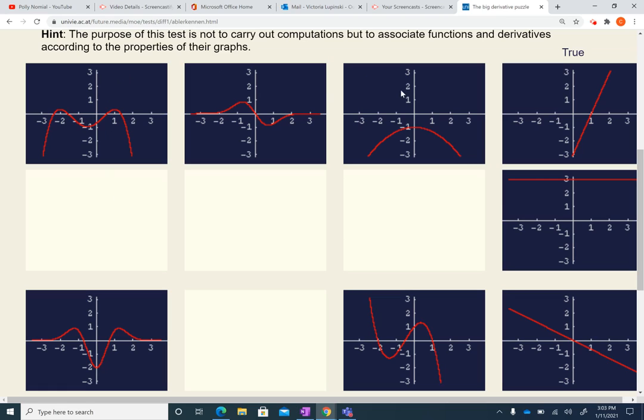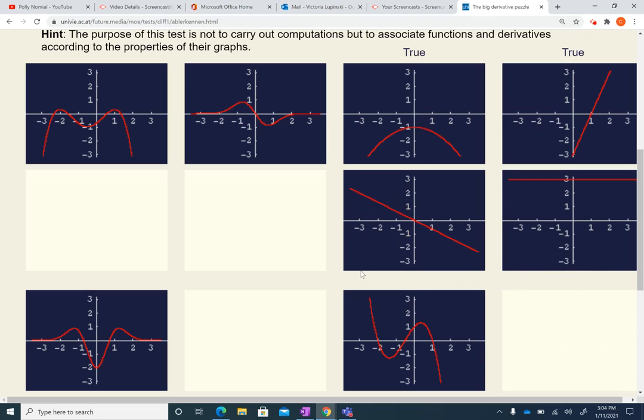Then the next one that jumps out at me, at least in terms of trying to do this matching, is this upside down quadratic. If I was to take the derivative of a negative quadratic, I would get a negative linear, which I believe has to be this one.